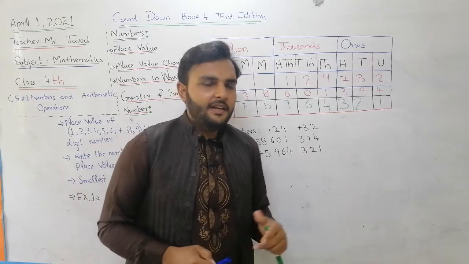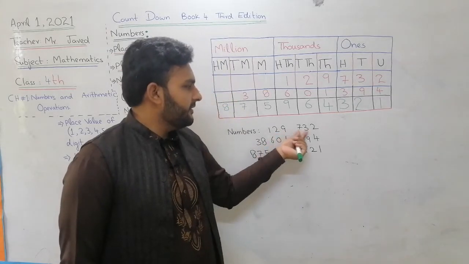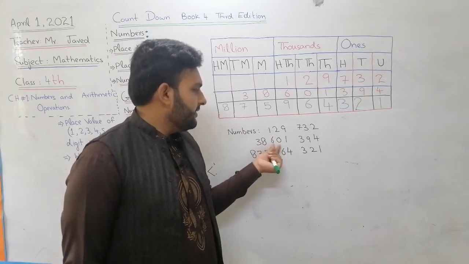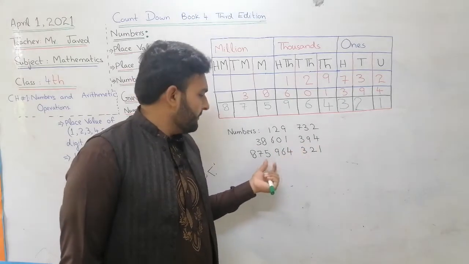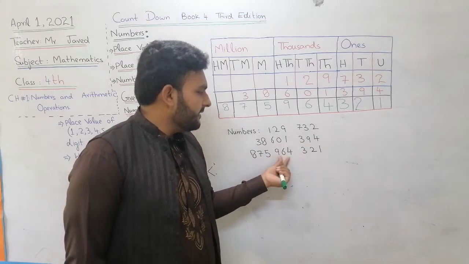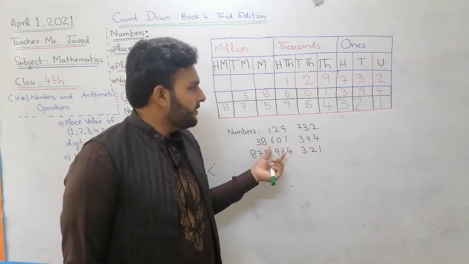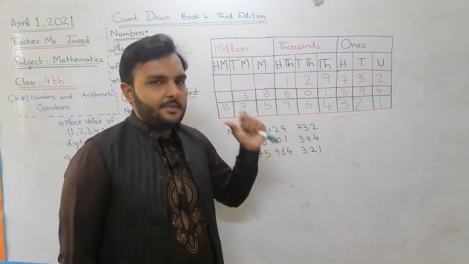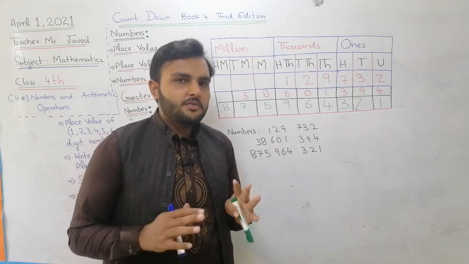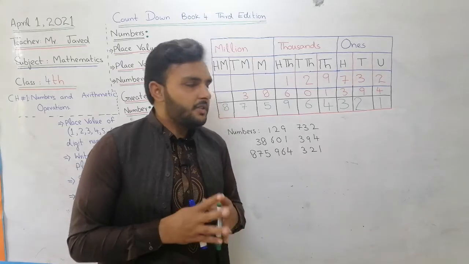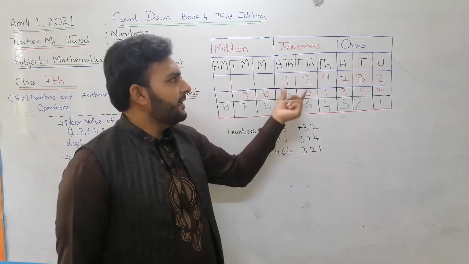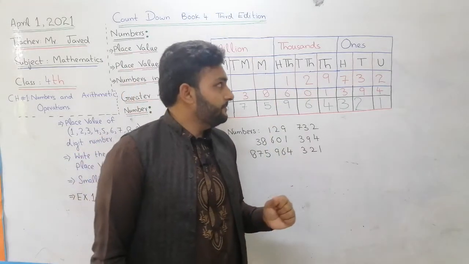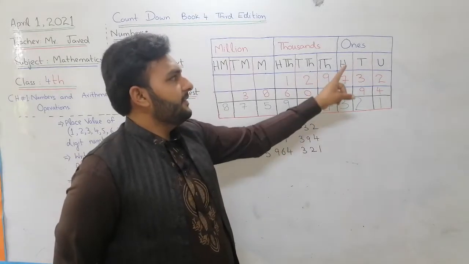First of all, I have some numbers: 129,732, 38,601, 394, 375, 964, 321. I wrote these numbers in that table. First of all, you will come to know how to write these numbers in a table. So, first of all, let's see.